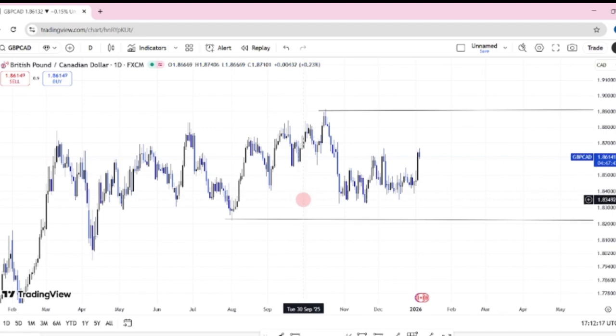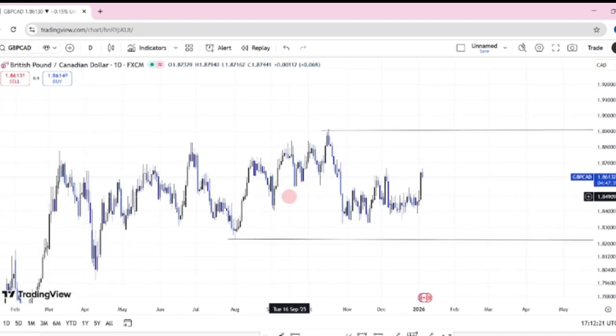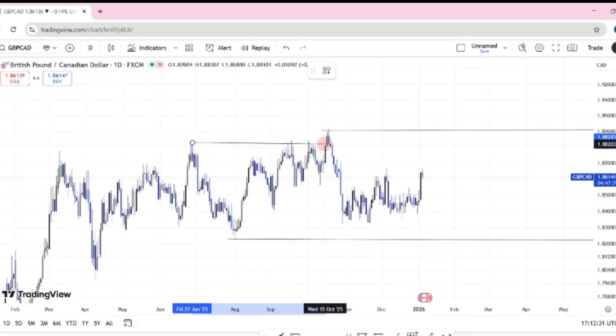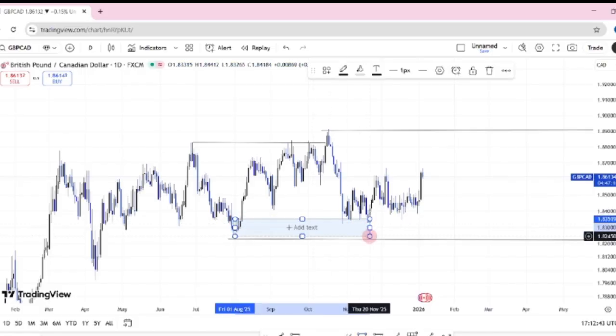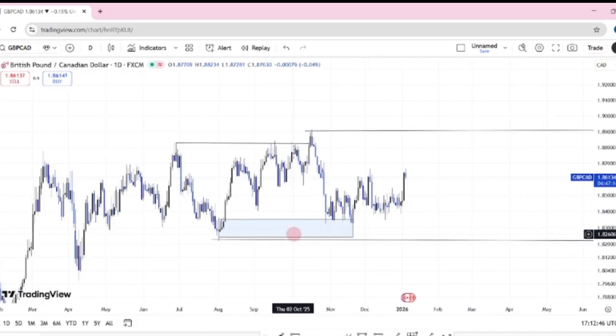All right, so this is GBPCAD, and we are on the daily time frame. If you want to look at this price action, we just put a break here. Let's get to see this. If you put this to this level, this is where we have the break, and we have this other block here on the daily. Yes, so this is what we have on the daily time frame.